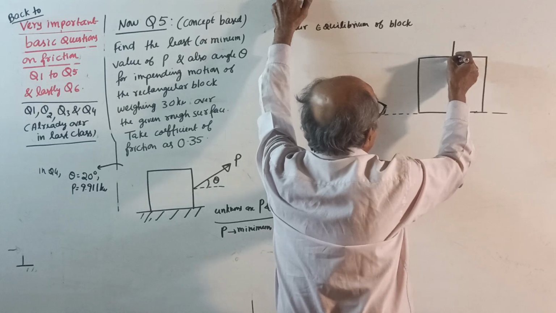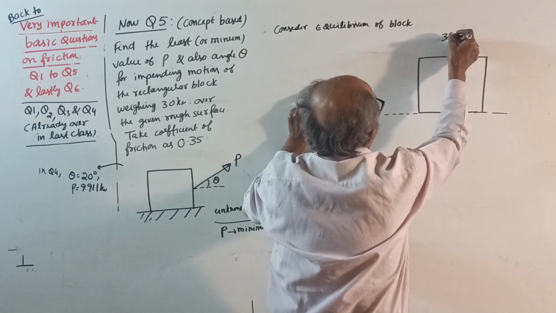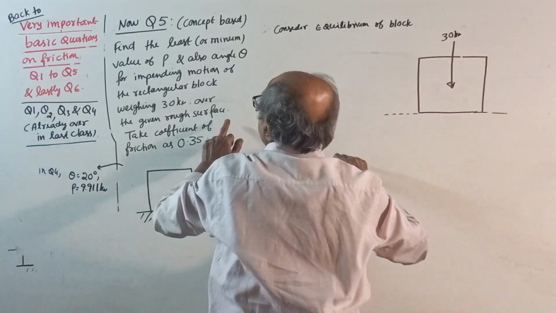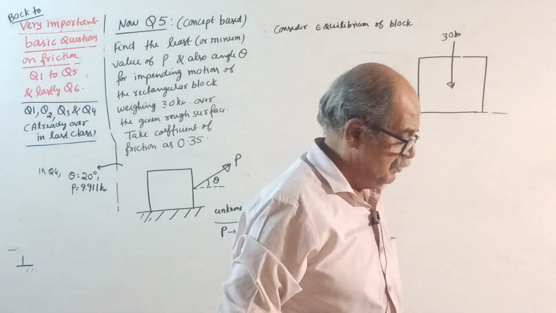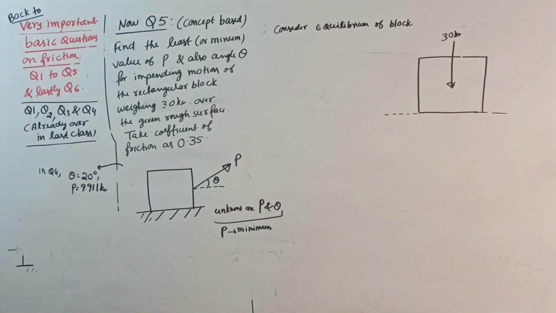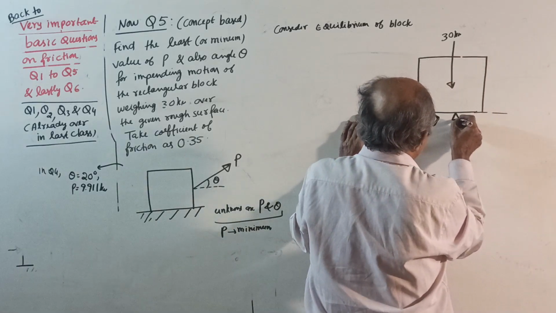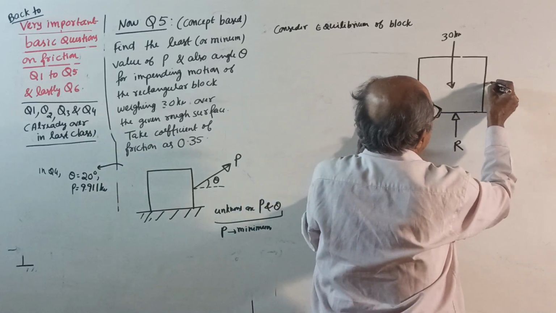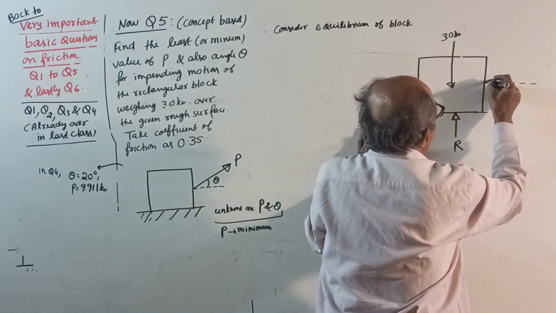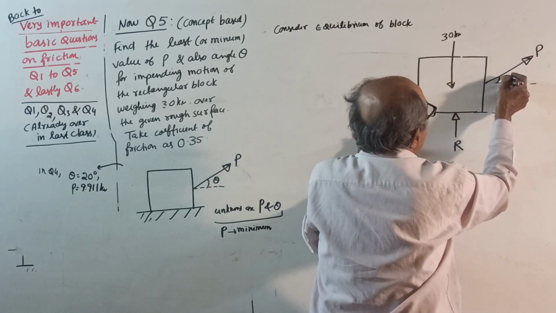So in the free body diagram, weight W is acting, how much? 30 kilonewton. We also require tan theta, 30 kilonewton. Okay, now red color is required for friction. I'll take red color for friction. Then the normal reaction R, and the force P at angle theta.